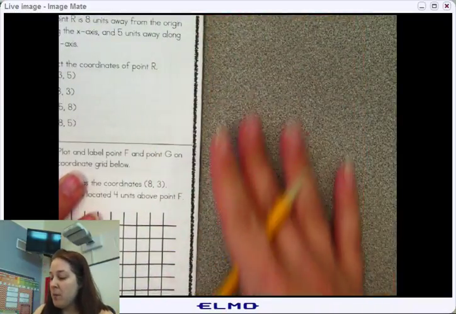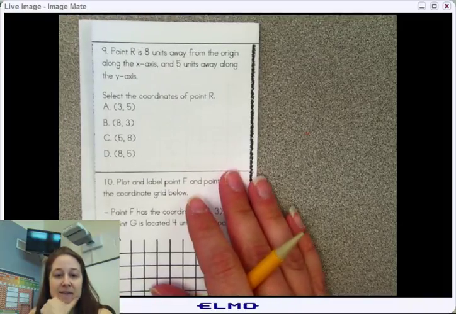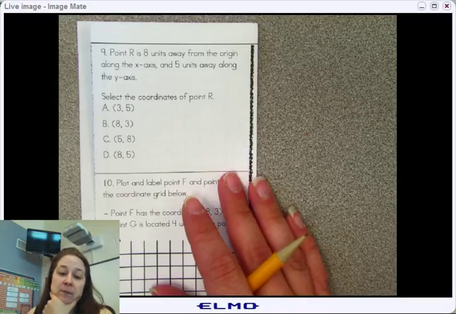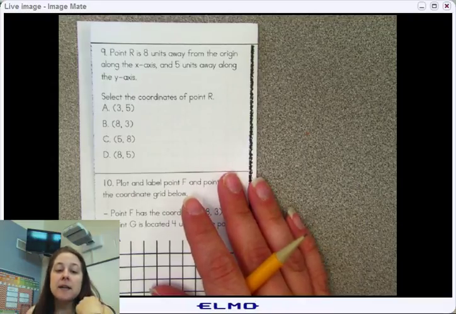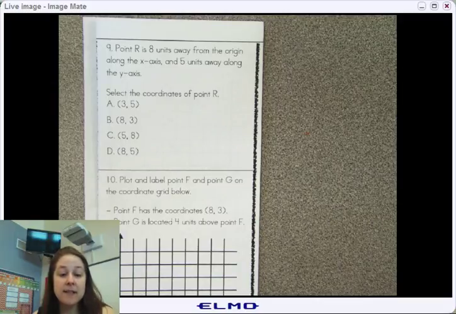Okay. Looking at the back, point R is 8 units away from the origin of the x-axis and 5 units away from the y-axis. What are the coordinate points for R? Now remember what we've been talking about. It's telling you the origin of the x and it's telling you the origin of the y, and you now need to be able to plot that. So if you'll take a moment and choose the right answer.